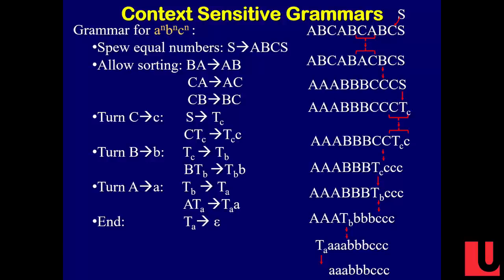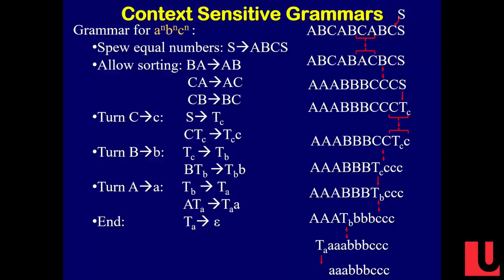Yes? Shouldn't we restrict T_C turning into T_B only when there is a B next to T_C? Well, okay, yeah, that would be a good way. You could have a B here, and then you only can turn when you're sitting next to a B. That would be a good thing to do, but it's not necessary here.